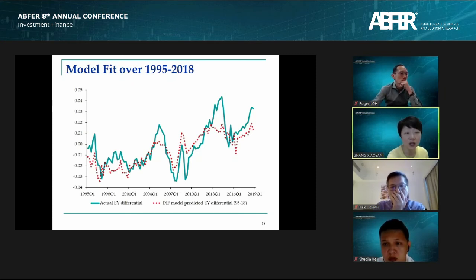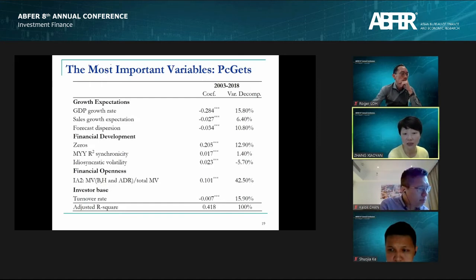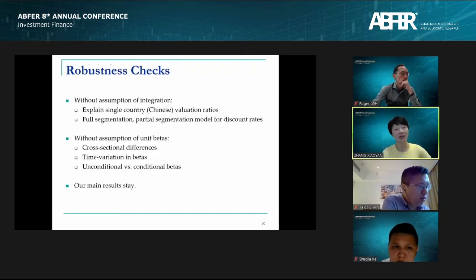Now, if we move on to the most recent 15 years, 2003 to 2018, you can see that the growth is actually picking up and accounting for about 30% of the variation, and the RA2 international accessibility still accounts for 42.5%. We have many robustness checks to relax the integration hypothesis and assumptions about the betas. The results stay. So let me conclude.